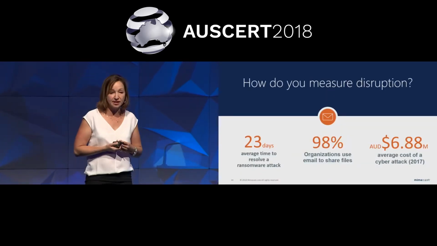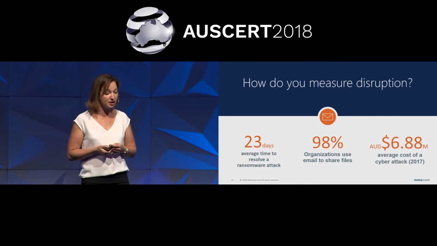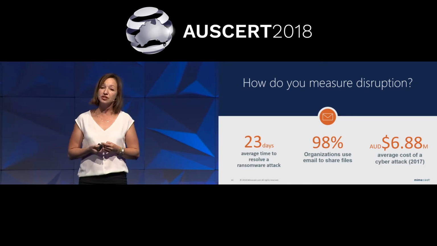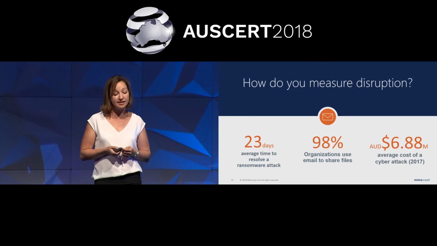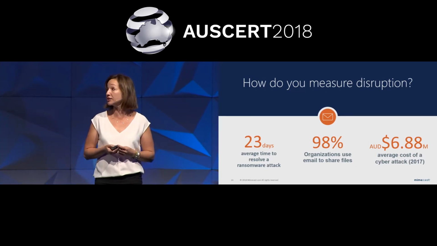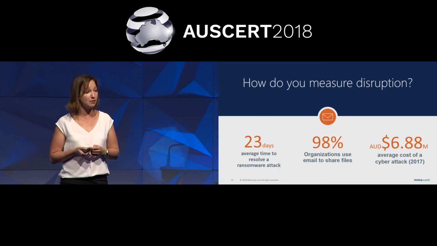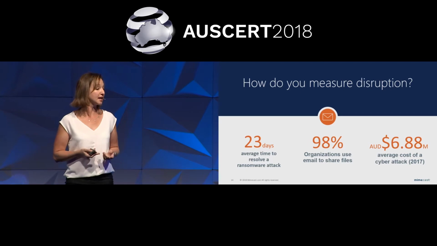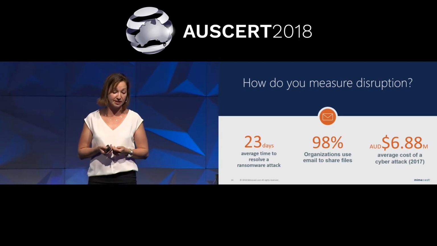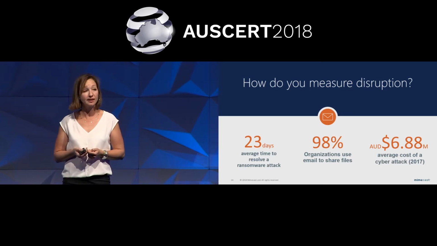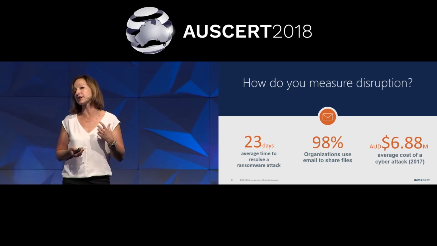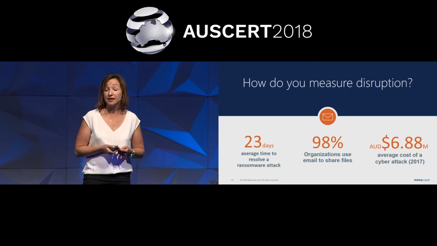What does business disruption mean to your business, and how do you measure it? Ponemon Institute also did the cost of a cyber attack in 2017, and they said that 6.88 million Australian dollars is the average cost of a cyber attack. Now this is pretty high, and if you think about a smaller business, that could absolutely kill them and put them out of business. And it takes on average 23 days to recover from a ransomware attack. And if you think about the disruption, if you think about the lack of productivity, that could be quite startling.